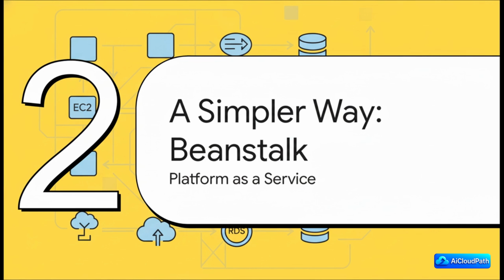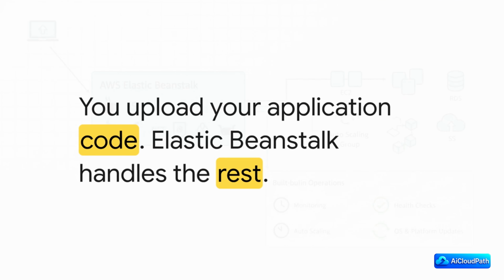So this is exactly where Elastic Beanstalk comes in to save the day. It's what we call a platform as a service, or PaaS for short. And what that really means is it just gives you a ready-made platform to drop your code onto, so you don't have to build all that complicated infrastructure from scratch yourself. It's a way simpler path forward. And this right here is the core promise. It sounds simple because it is simple. You upload your application code, and Elastic Beanstalk just handles everything else.